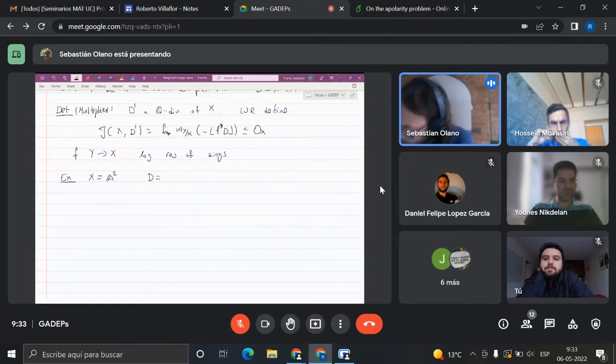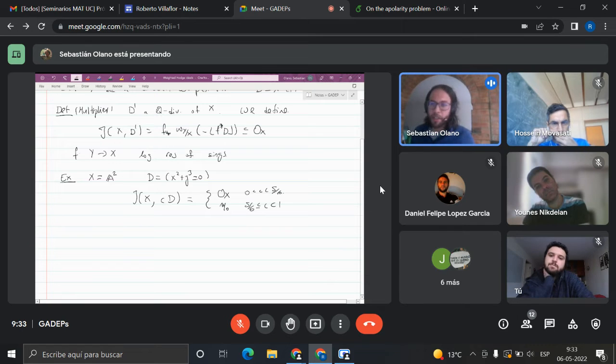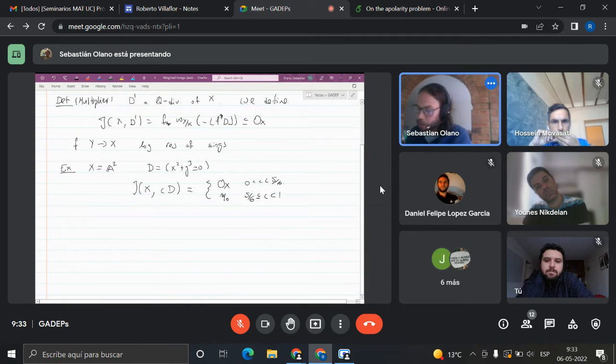If we have the divisor D the cuspidal curve, this is a well-known example. In this case, associated to the Q-divisor cD, we have that the multiplier ideal is the trivial ideal if c is between 0 and 5/6, and if c is between 5/6 and 1, it is the maximal ideal at the origin. This is one of the first examples you learn when you are talking about multiplier ideals.